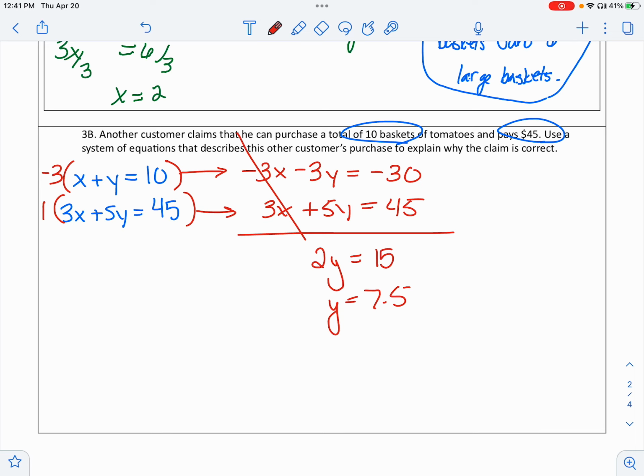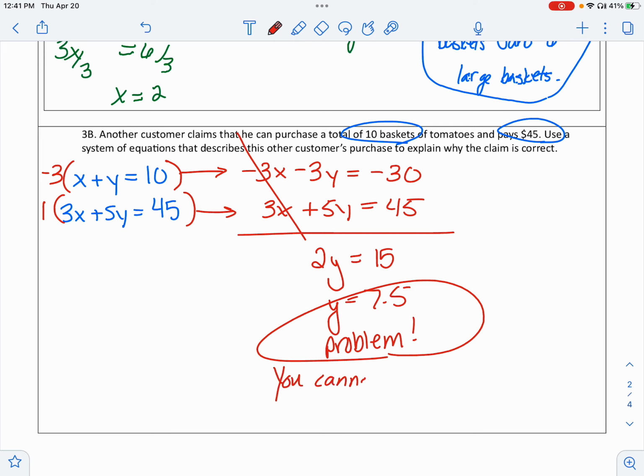Got it. Okay, so we're doing really good. This is a problem because up in the directions, you said you had to buy a whole number of baskets. So I'm going to write, you cannot buy 7.5 baskets. So he is wrong.